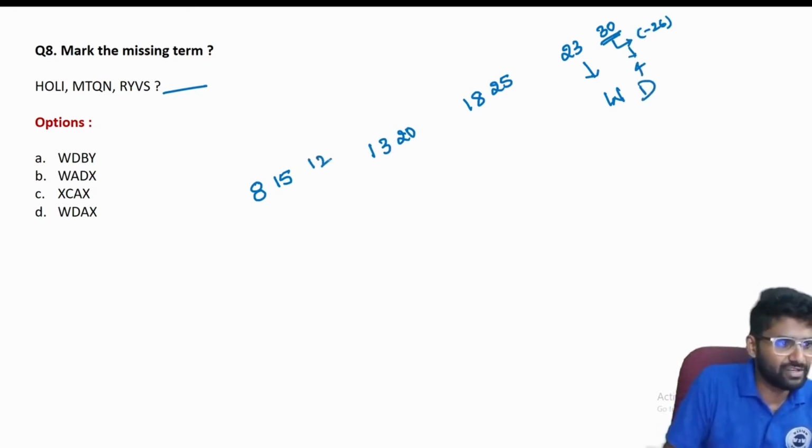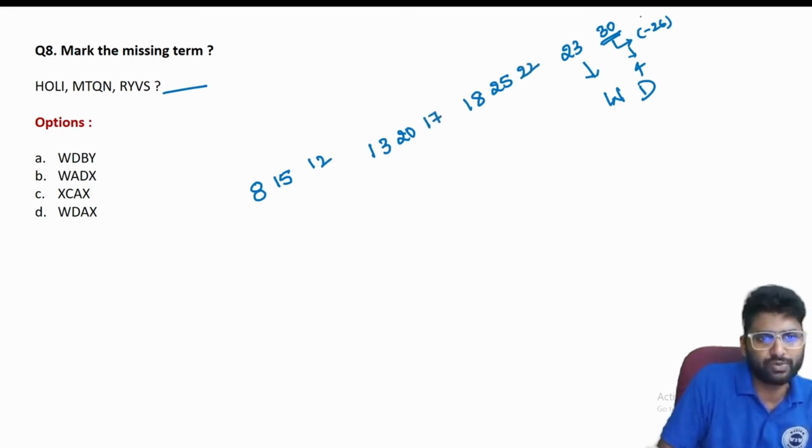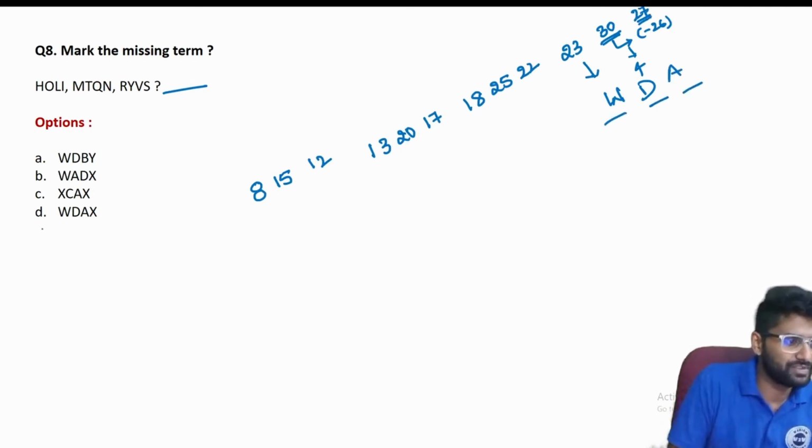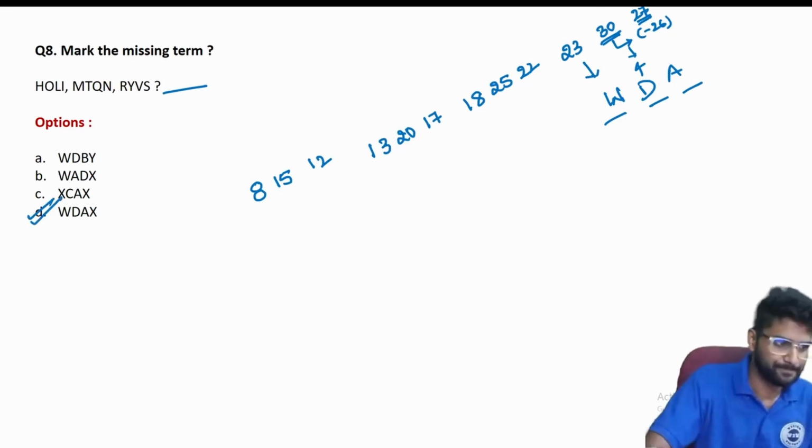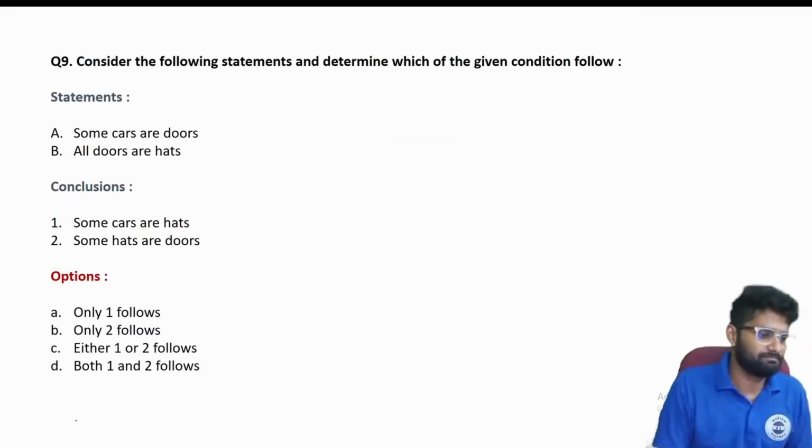Next one, L is 12, Q is 17. Again, it increases by 5 units. It's 22 and 27. The 27th letter means again it is A. So W, D, A. We have one option with W, D, A, and the next one must be X. It's the alphabetical position.